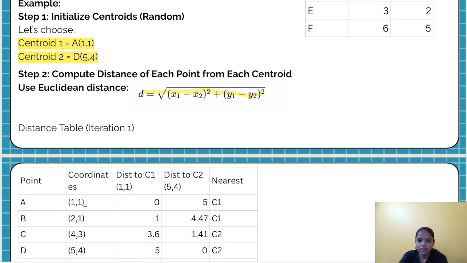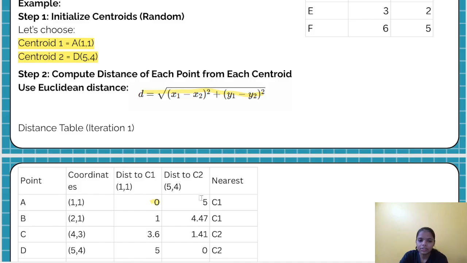As you can see, our coordinate is (1, 1). When we calculate the distance from centroid 1, our distance is 0. We substitute the values into this formula: x1 minus x2, (1 minus 1) whole squared, plus y1 minus y2, (1 minus 1) whole squared. This is 0 plus 0, square root of 0 means 0. So the distance to cluster 1 is 0.